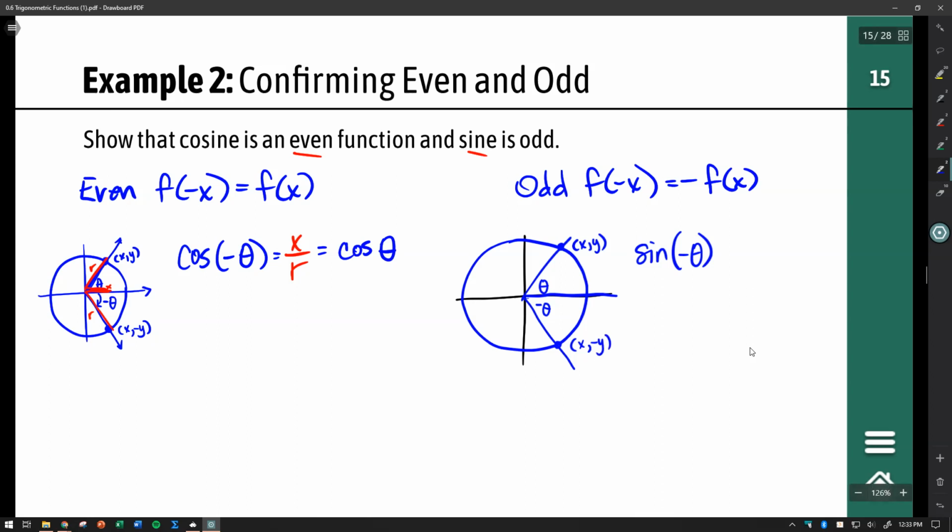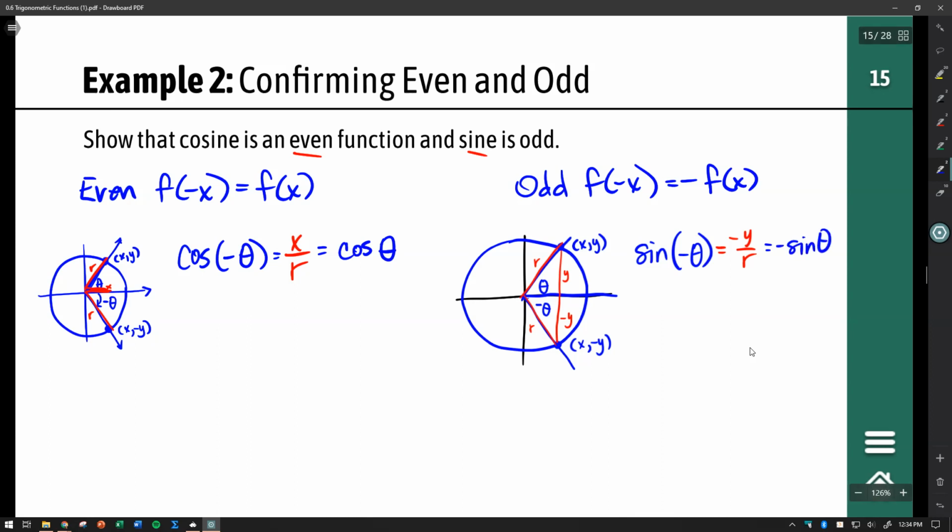Now, let's think about the sine ratio. The sine ratio was y over r. So here's the y value. Here's the r value. So then for negative theta into the sine function, the r hasn't changed, but this will be negative y. Aha! So the sine of negative theta is going to be negative y over r. All right, well, y over r is sine. Stick a negative on the front. This is negative sine of theta.